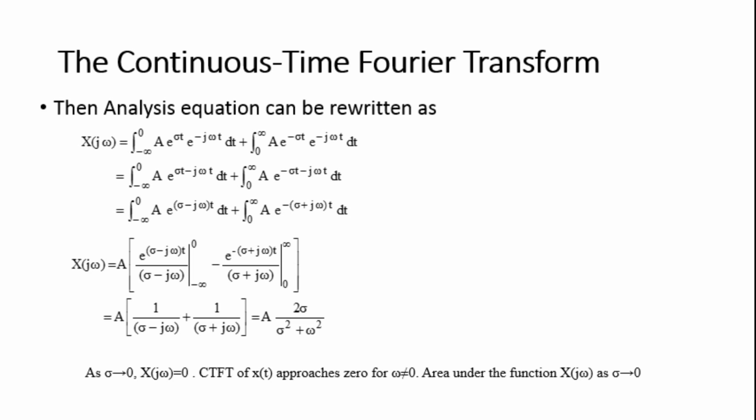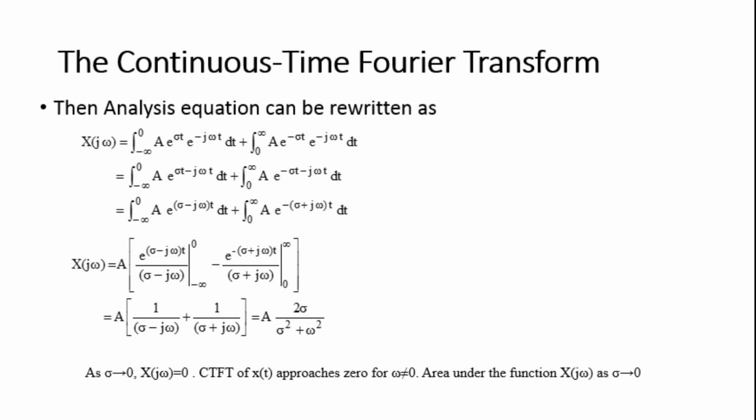plus ∫ from 0 to ∞ of A e^(−(σ + jω)t) dt. Then X(jω) = A e^((σ − jω)t)/(σ − jω), where the limit varies from −∞ to 0, minus e^(−(σ + jω)t)/(σ + jω), where the limit varies from 0 to ∞, which is equal to A [1/(σ − jω) + 1/(σ + jω)], which is equal to A · 2σ/(σ² + ω²).